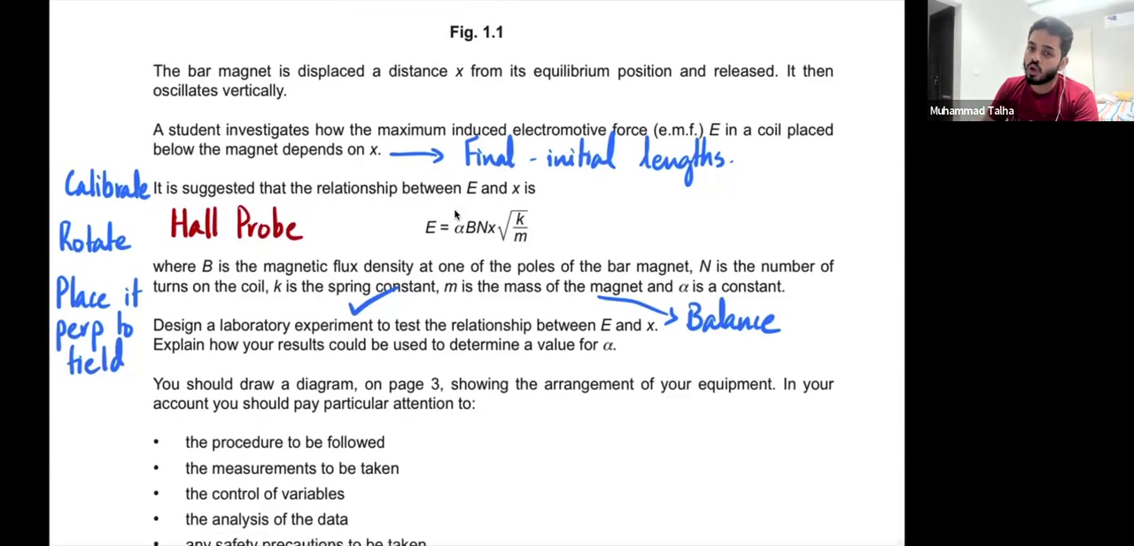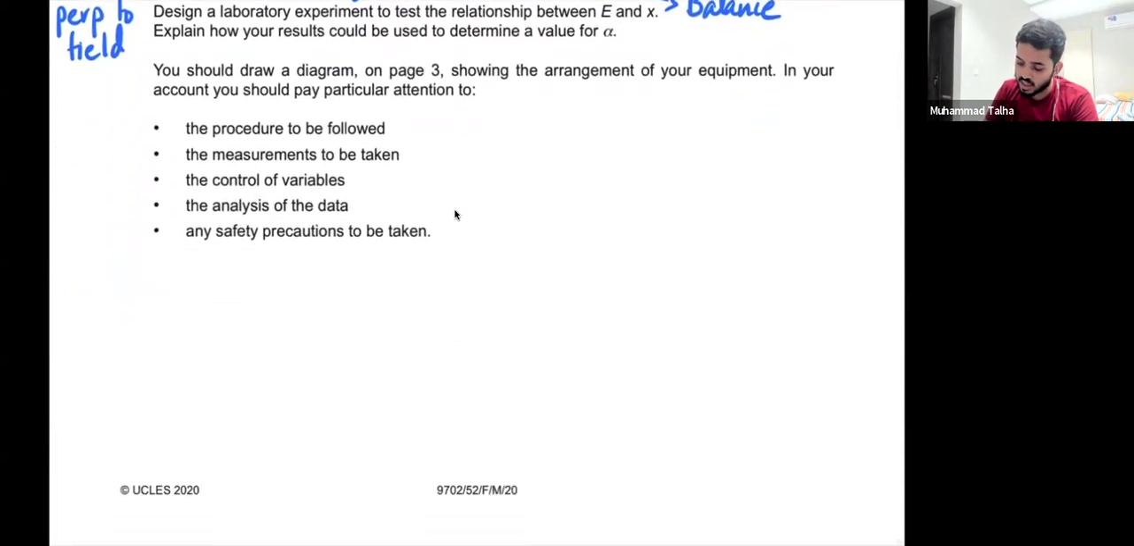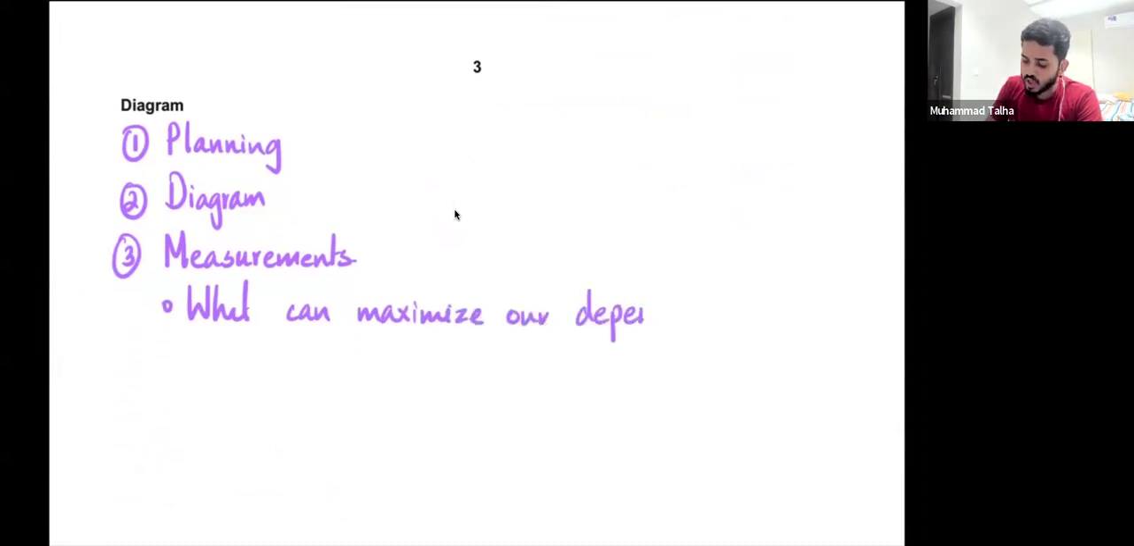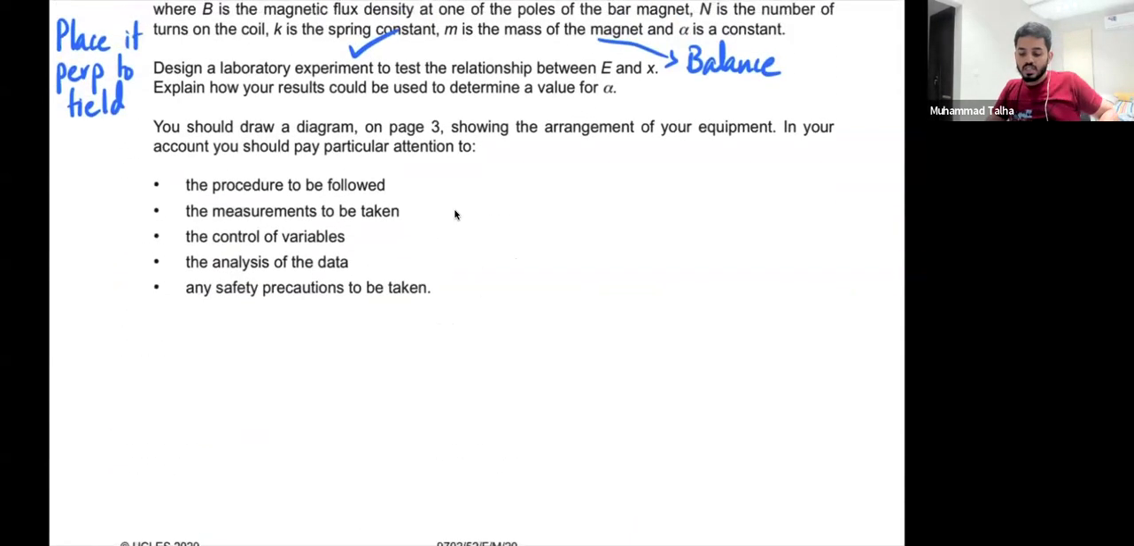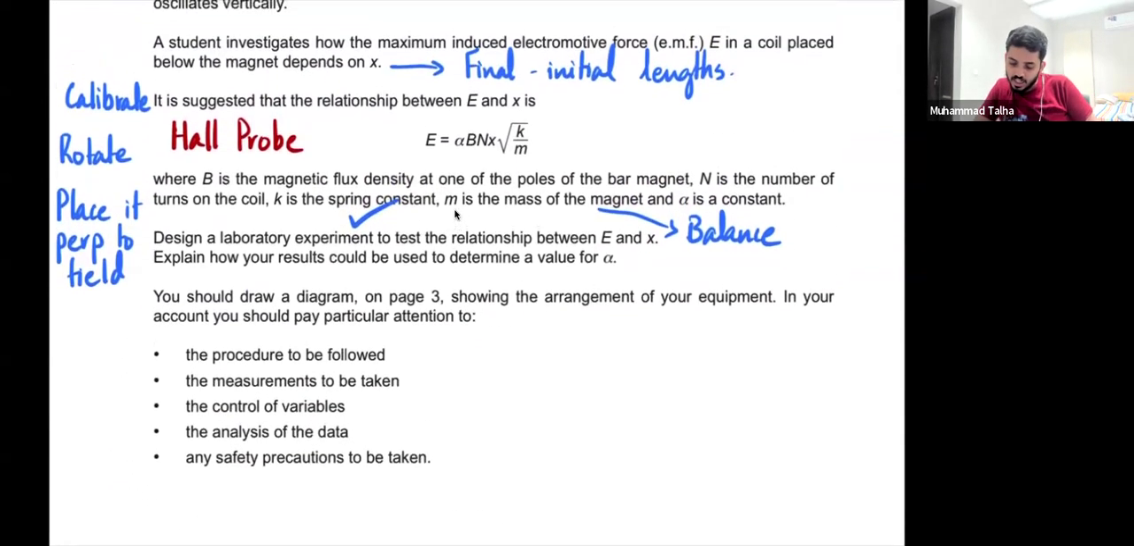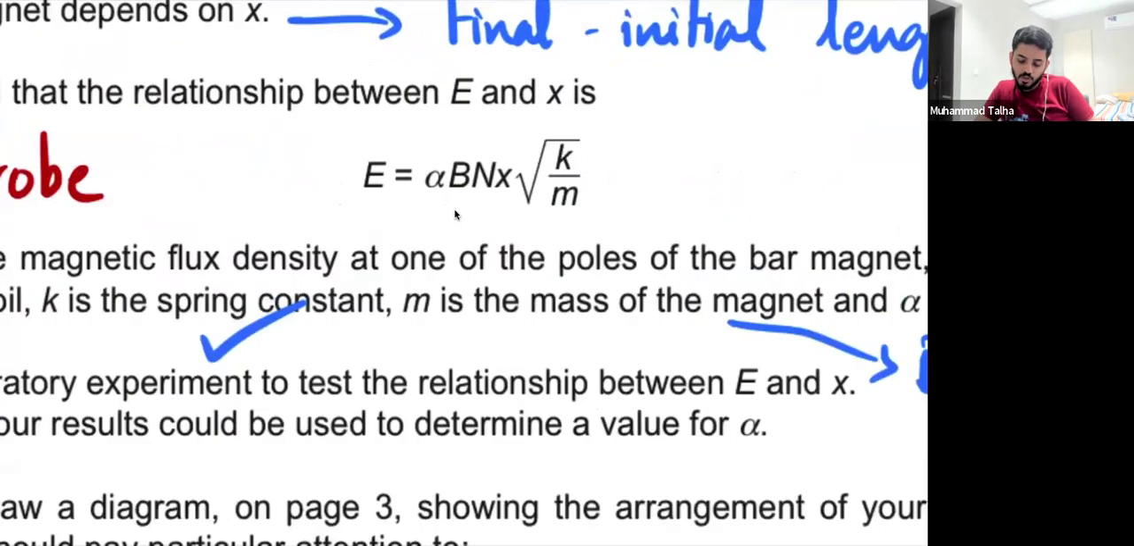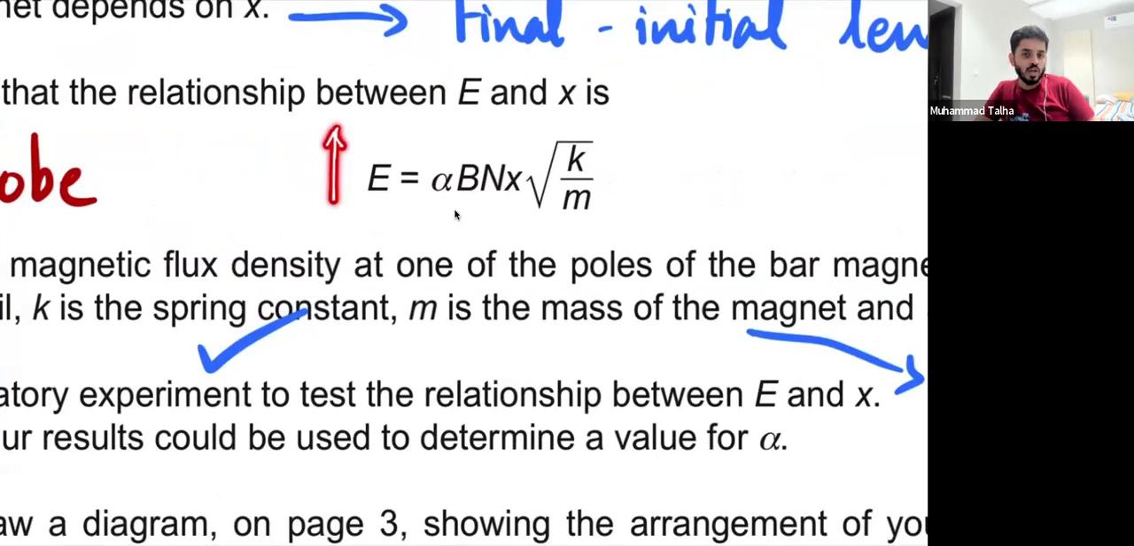At this point, it's also worth thinking about another thing. It's kind of like an unofficial point here. What can maximize our dependent variable? Maybe it's not applicable all the time, but it is applicable most of the times and it will get you marks. So for example, if I look at this expression here, if I want my E, this induced EMF, to be as large as possible, what should I do?